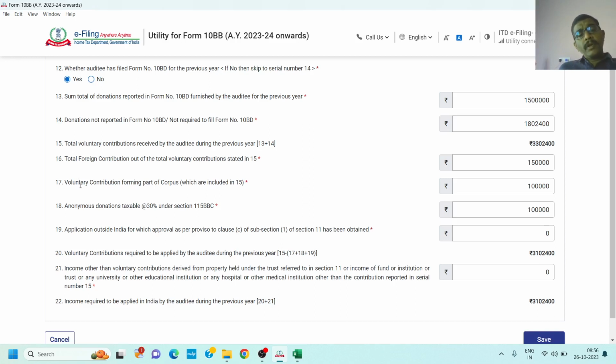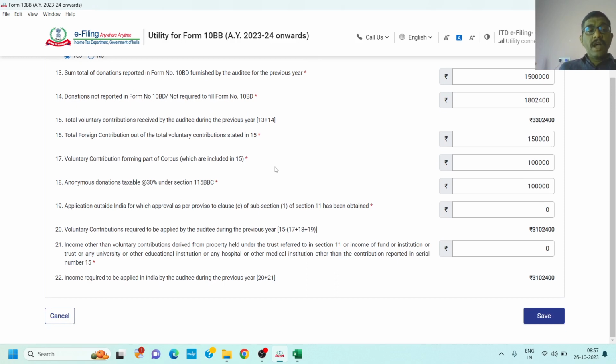Clause 17: Voluntary contributions forming part of corpus which are included in 15. So there can be voluntary contribution which is forming part of corpus, which is with a specific direction from the donor stating that it is forming part of corpus. So that you would have included above. That you will have to specifically exclude here and disclose.